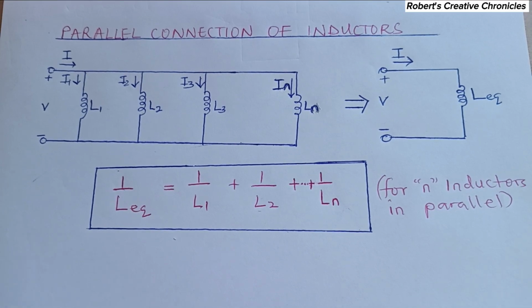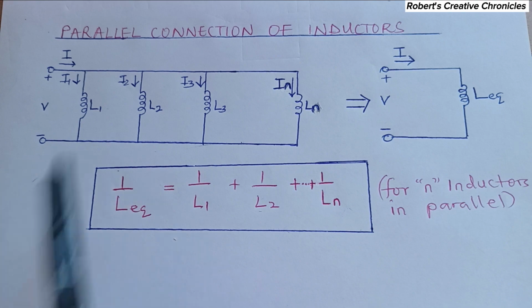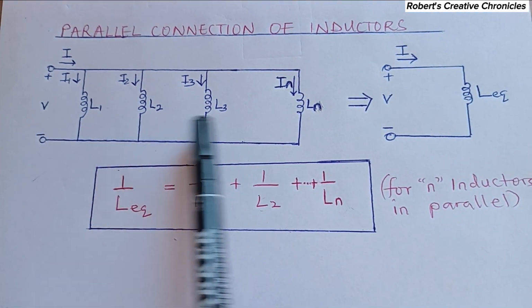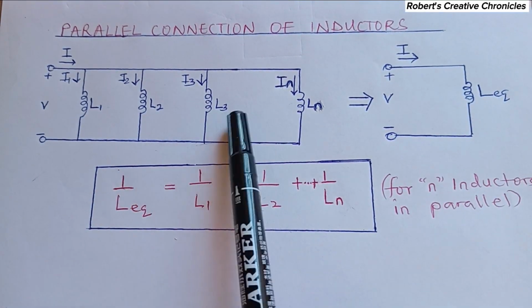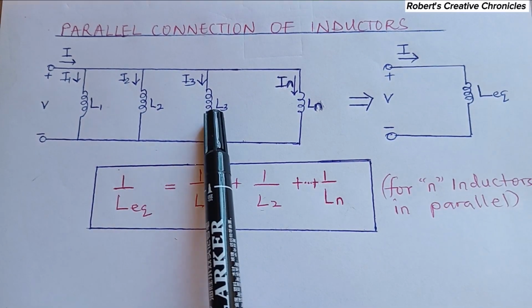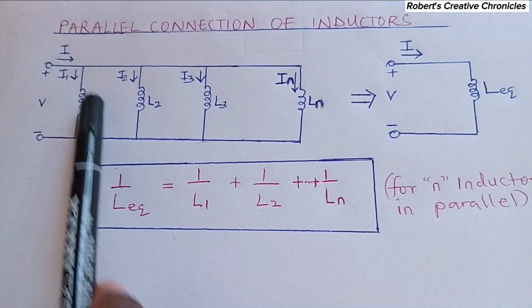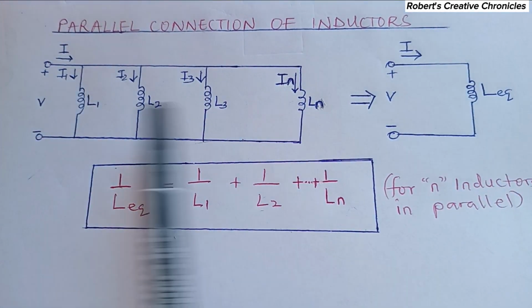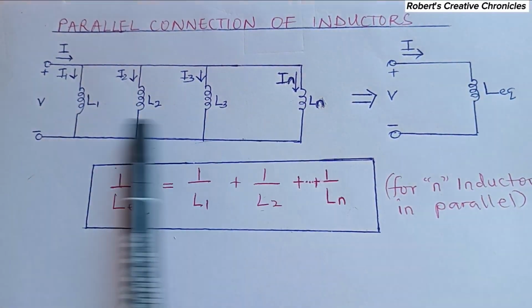So today, I'll be teaching you about the parallel connection of inductors. Now, when inductors are connected in parallel to each other, that means they are placed side by side, connected side by side as this. And hence, the current through each inductor will be different, but the voltage across them will be the same.